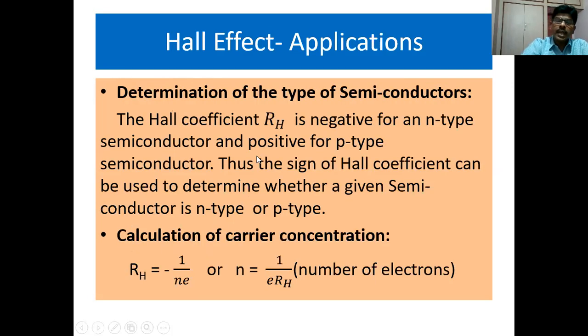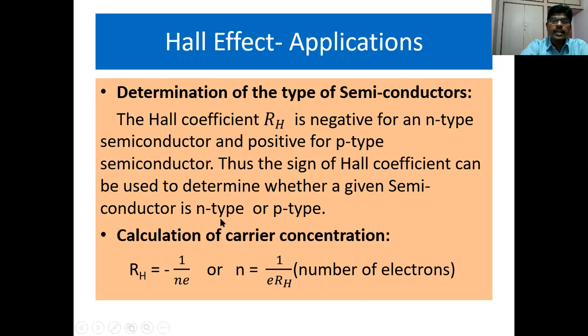Now, what are the various applications of Hall effect? The first one we can see is determination of the type of semiconductors. The Hall coefficient RH is negative for N-type semiconductor and positive for P-type semiconductor. Thus, the sign of Hall coefficient can be used to determine whether a given semiconductor is N-type or P-type.